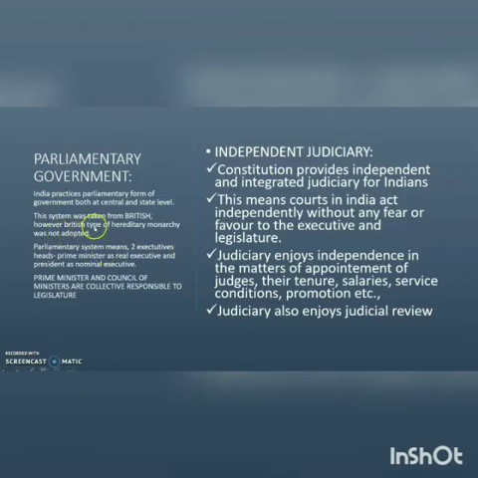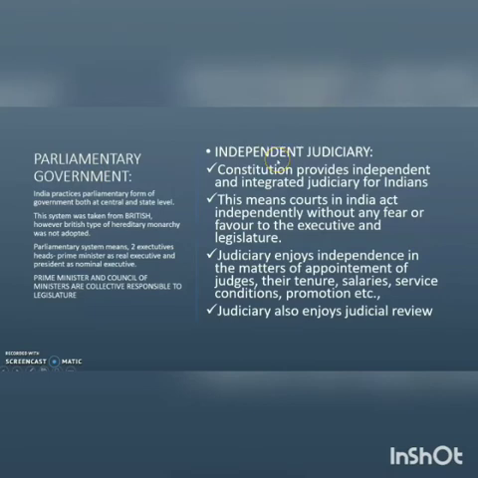However, the British type of hereditary monarchy is not adopted in the Indian constitution. Now, parliamentary government or parliamentary system means where you have two executives, one real and one nominal. Prime Minister is the real executive, President is the nominal executive. Prime Minister and Council of Ministers are collectively responsible to the legislature. This is the beautiful feature of the parliamentary form of government.